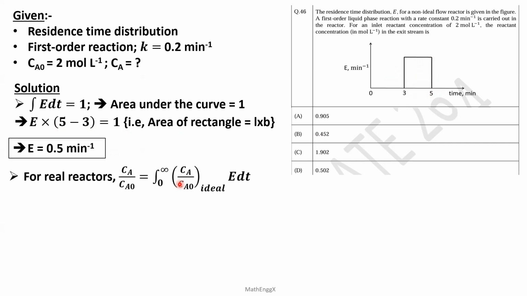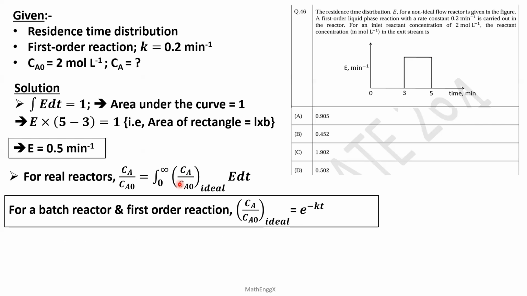Now for real reactors, the design equation is Ca by Ca naught is equal to integral 0 to infinity of (Ca by Ca naught) of ideal reactor into E dt. For a first order reaction, we have (Ca by Ca naught) ideal is equal to e power minus kt, which is a well-known result obtained for a batch reactor for a first order reaction. Now, substituting this expression in the given real reactor expression, we get Ca by Ca naught is equal to integral 0 to infinity e power minus kt into E dt.